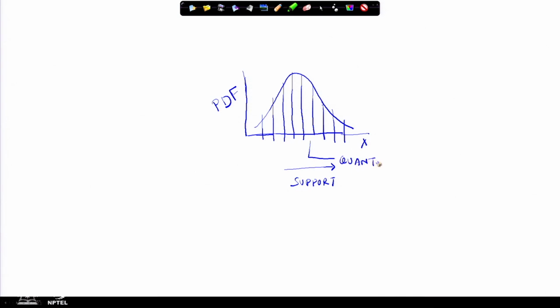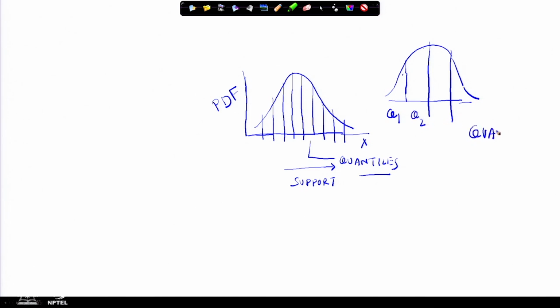Now, there are certain special ways of defining quantiles. For example, there are quartiles, where I may divide the whole thing into 4 parts. Let us say this is the first quarter, then this is the second quarter, the third quarter and the fourth quarter. So, these can be called the first quartile, the second quartile, etc. So, these are the quartiles. Note that quartile is different from quantiles.